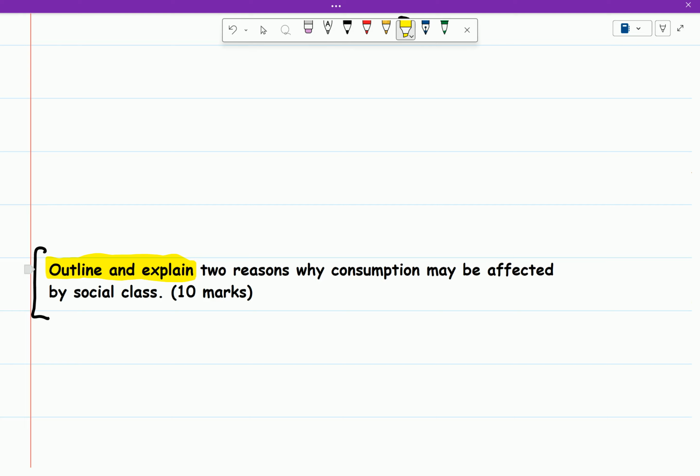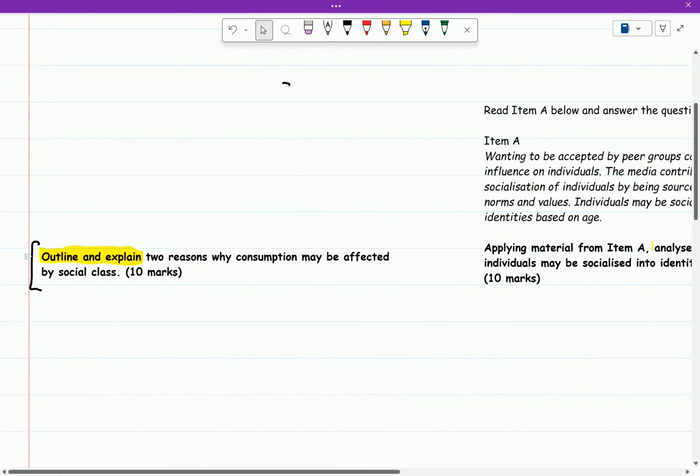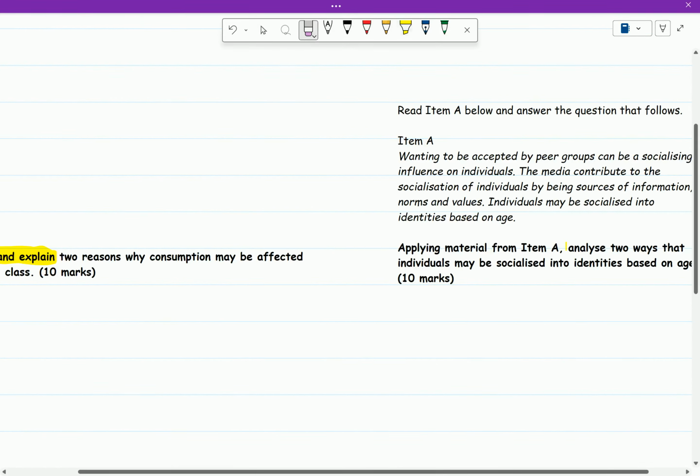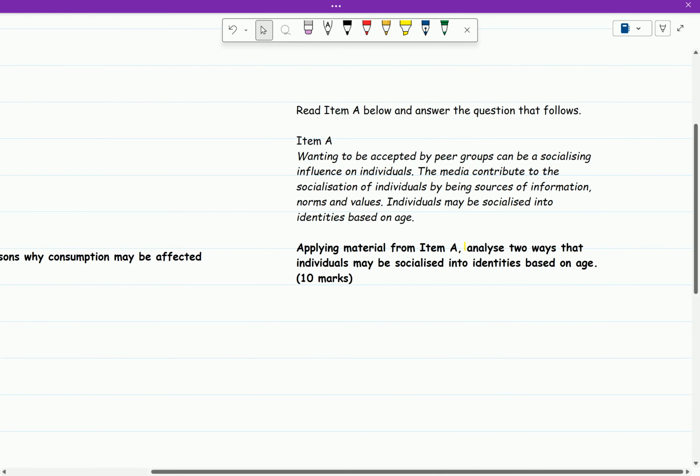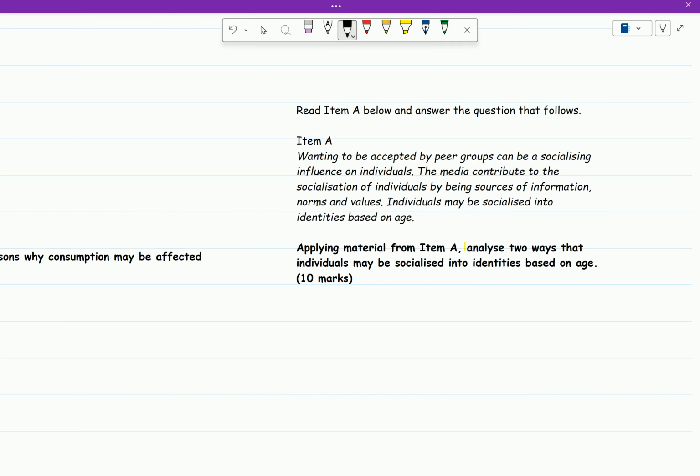Now, we need to look at another type of 10 mark question, the one with the item, so you can clearly see the difference. So if we move up here, this question: applying material from item A, analyze 2 ways that individuals may be socialized into identities based on age. I'm not too worried about what the actual question is asking us to do in the specifics, because we're not focused on that. All I want you to see is the differences between them.